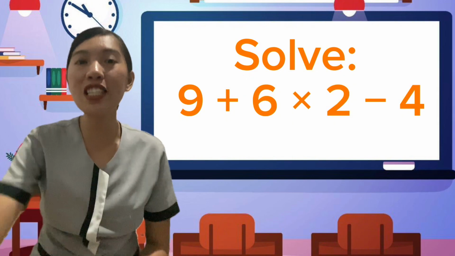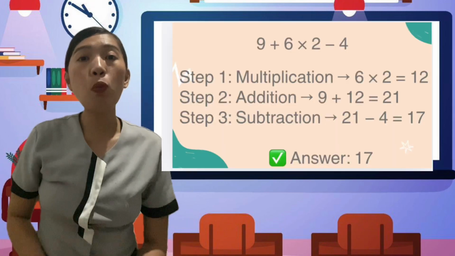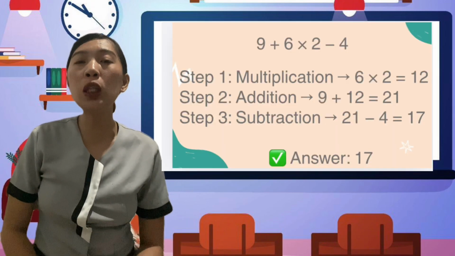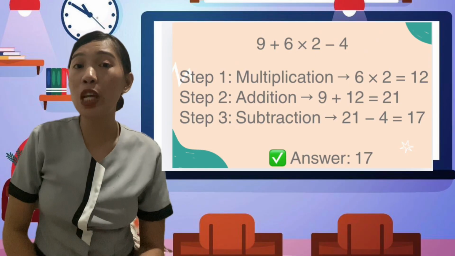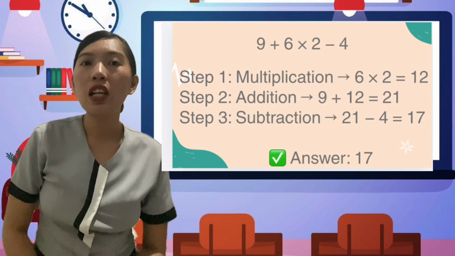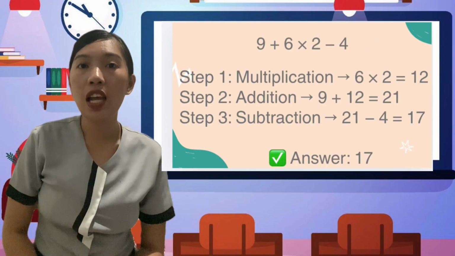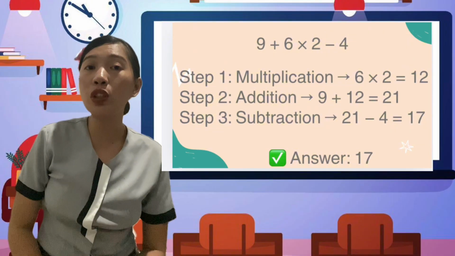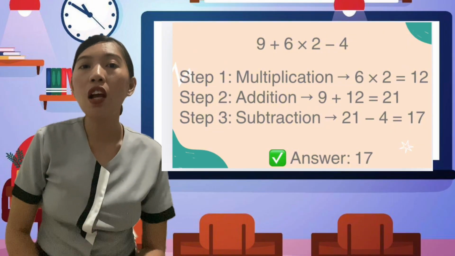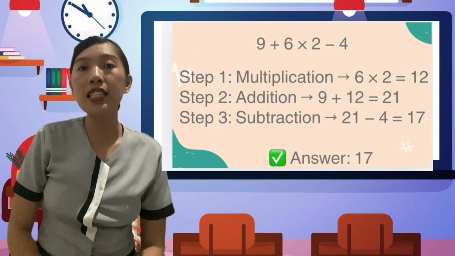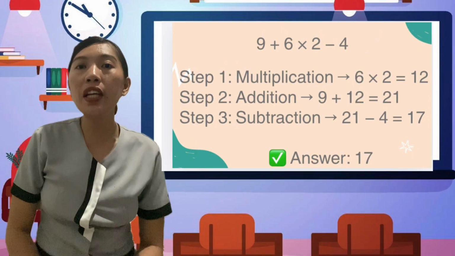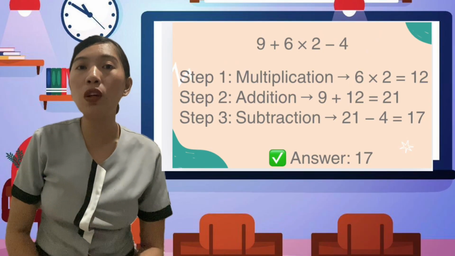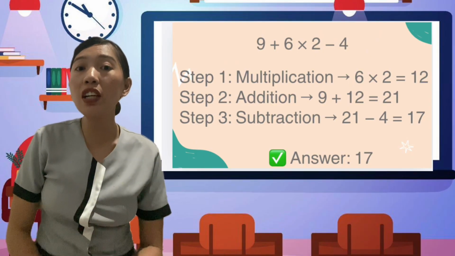Okay, now let's try to solve. Step 1, you have to multiply: 6 times 2 is equal to 12. Step 2, addition. 9 plus 12 is equal to 21. Now for the last step, subtraction. 21 minus 4 is equal to 17. So the final answer is 17.